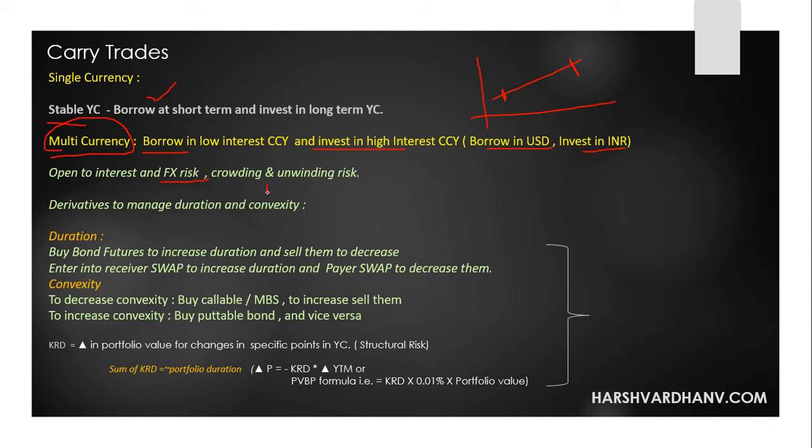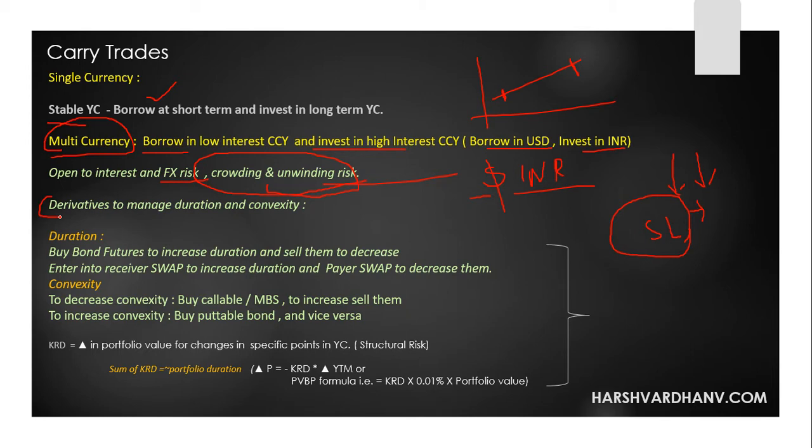And once this FX risk becomes very volatile, there could be an unwinding risk. Suppose the dollar and INR pair becomes very volatile. What will happen? Large positions will start unwinding. That will trigger stop losses, and that will also trigger the positions of the dealers because of the very fast movement of the FX risk.